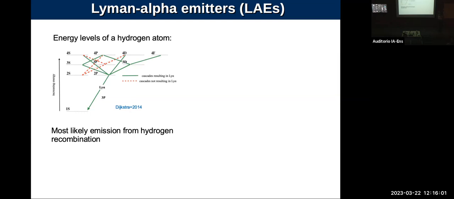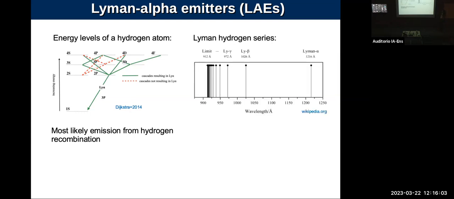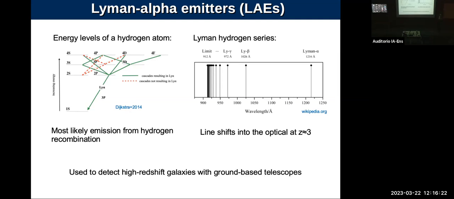This Lyman-alpha emission has a wavelength of around 1,200 angstroms, which falls in the UV part of the spectrum. But we are pretty lucky because this emission is shifted into the optical when we go to very high redshifts. When we go to a redshift of 3, this line that belonged to the UV is now located in the optical. This is why the Lyman-alpha emission is the most common line to detect high redshift galaxies from the Earth with ground-based telescopes.